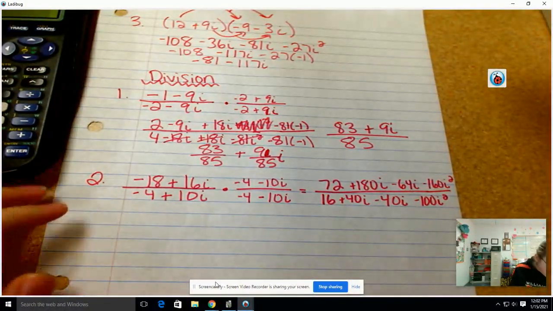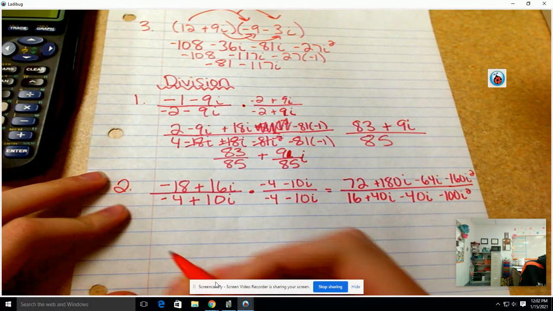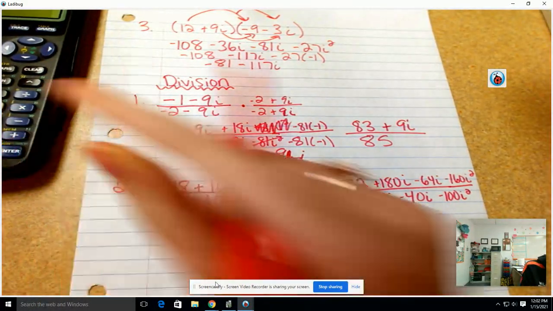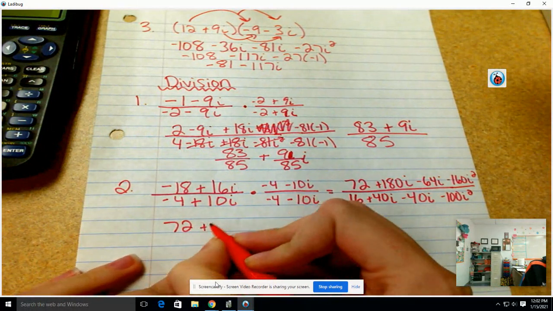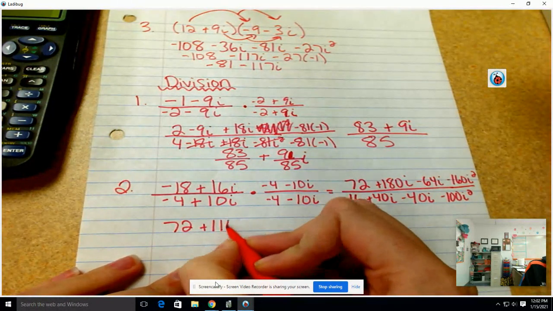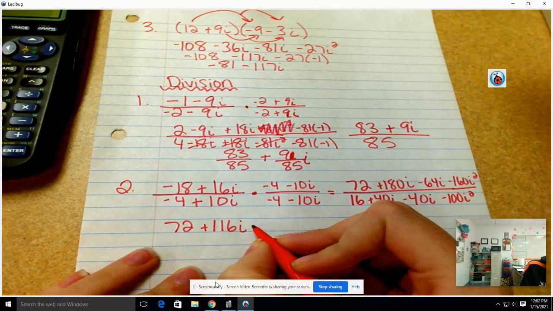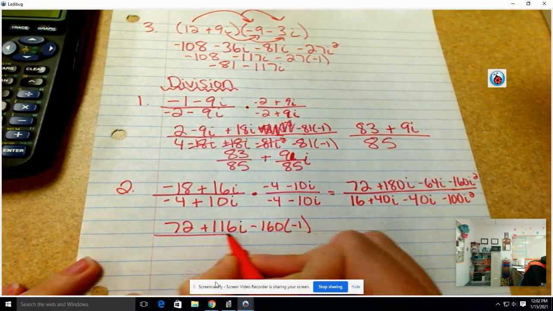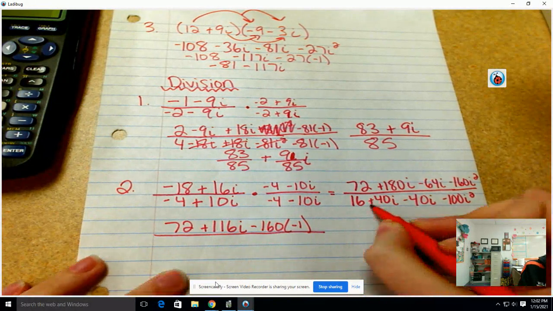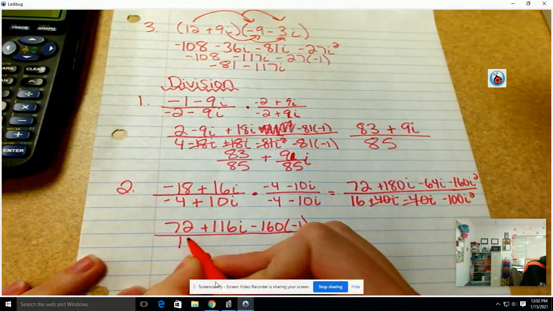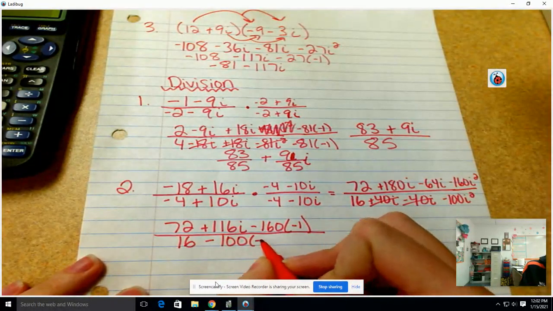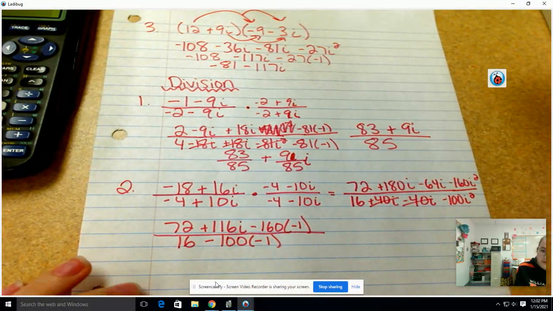So then I can go ahead and start simplifying. On the top, we're going to have 72, 180 minus 64 is going to give me plus 116i, minus 160 times negative 1. All over, my 40i's are going to cancel out, so I'm going to have 16 minus 100 times negative 1, when I replace that i squared with negative 1.